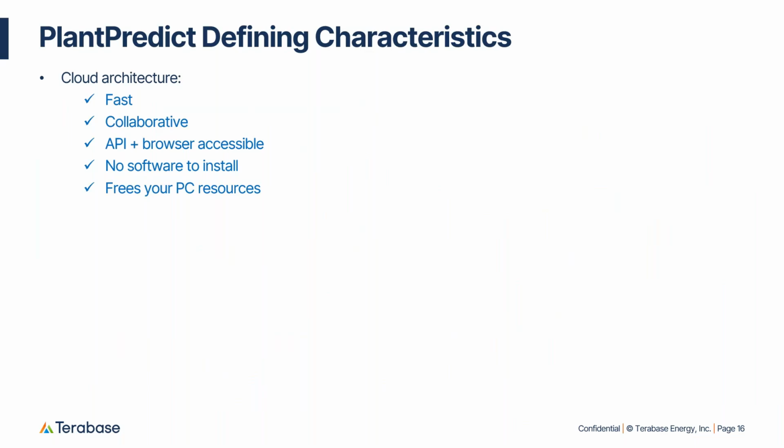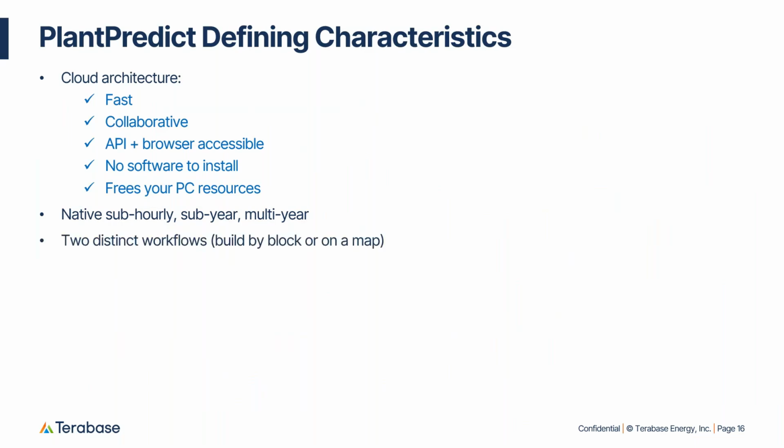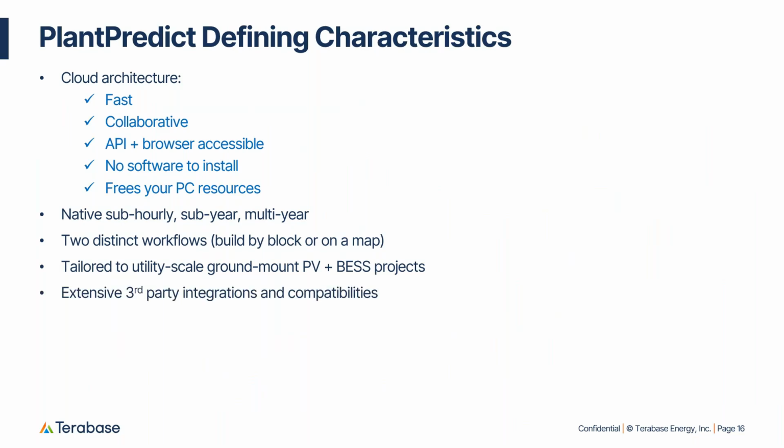It also means you have no software to install, and it frees up your PC resources when you're running complex computations. It's native sub-hourly, sub-year, multi-year. This means that any time interval or any weather file duration can be handled within PlantPredict with no problem. We support 2 distinct workflows. You can build by block, which is essentially building by spec, sort of a PV-Syst workflow, or you can build on a map, which is a more visually designed workflow. It's tailored for utility scale, ground mount PV, and battery energy storage projects.